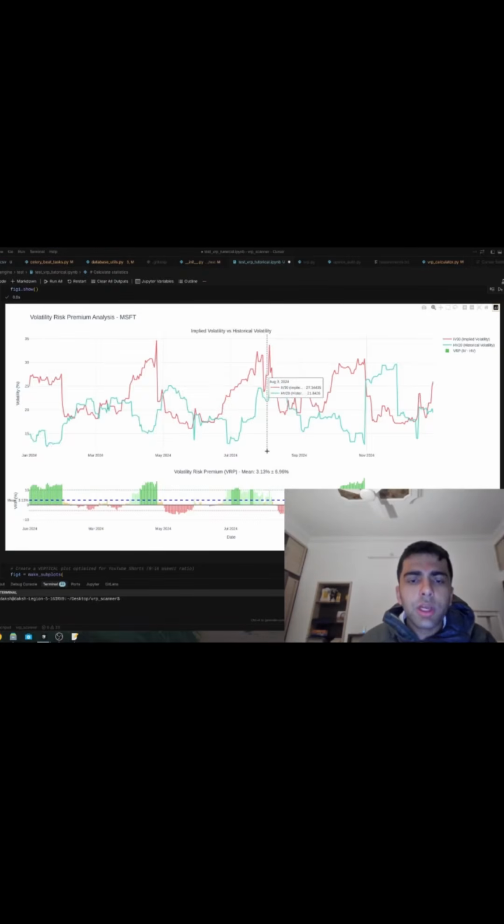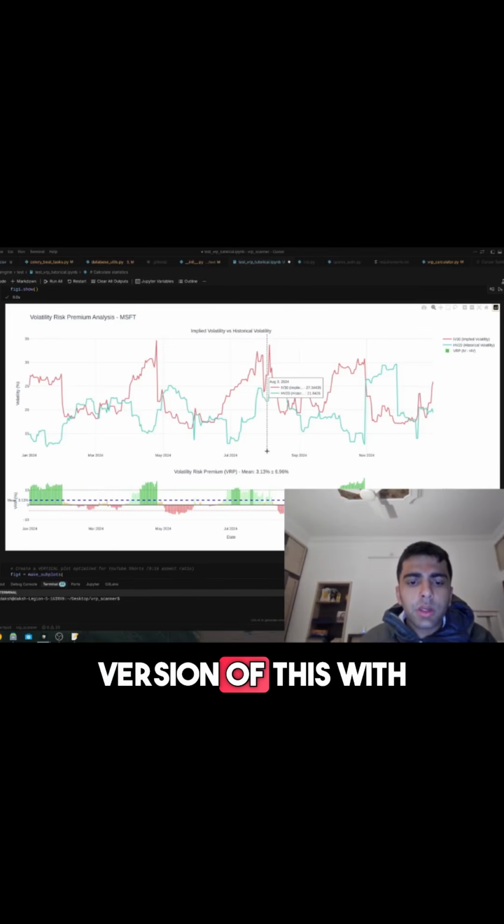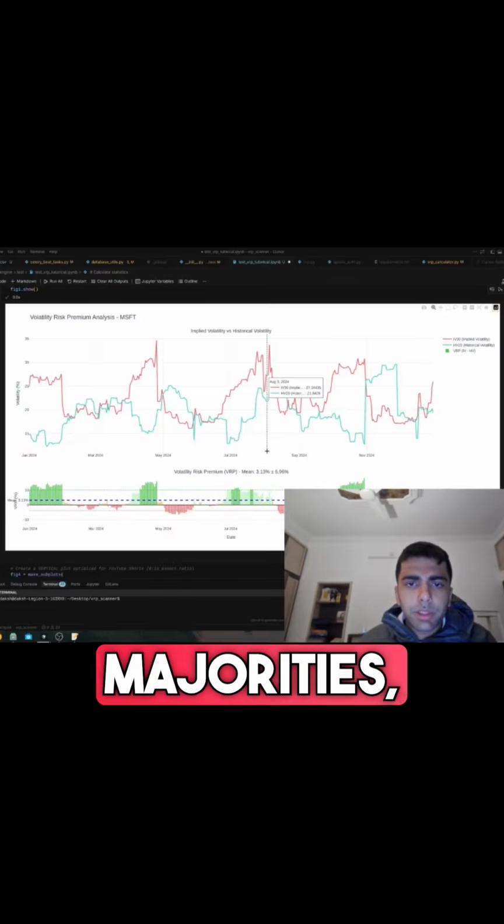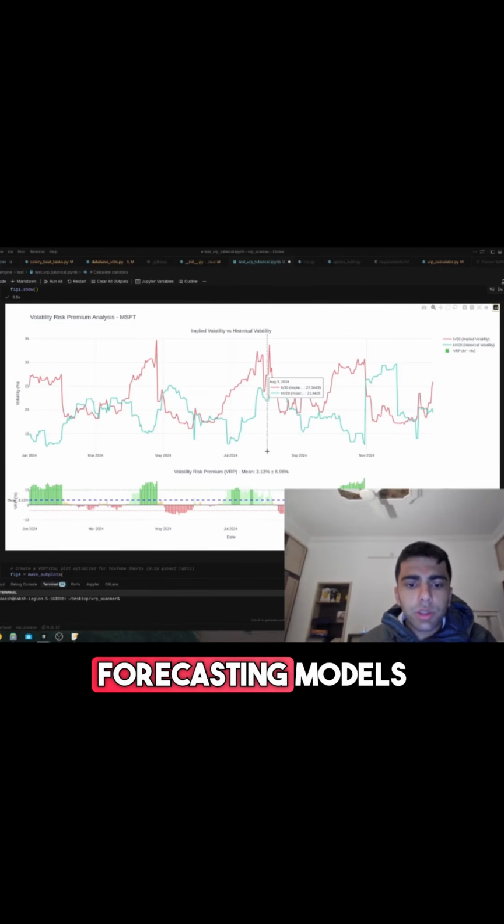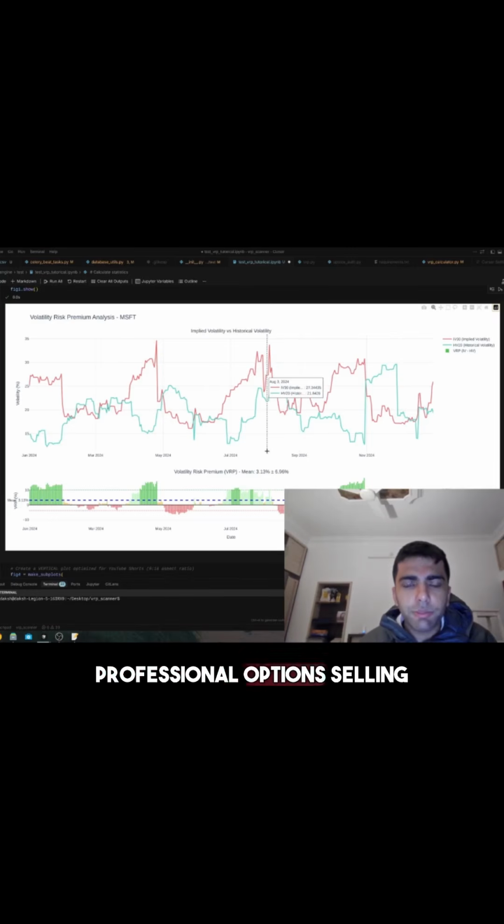Professional firms use a more advanced version of this with different implied volatility maturities, volatility forecasting models and strict risk controls. But at its core, the simple gap between implied volatility and realized volatility is what drives professional option selling.